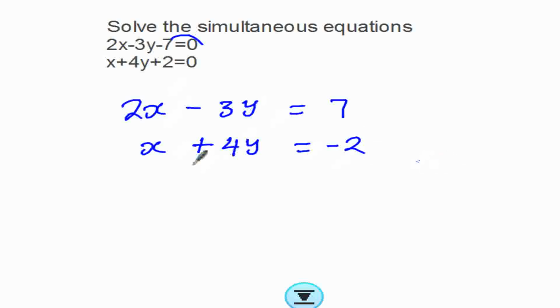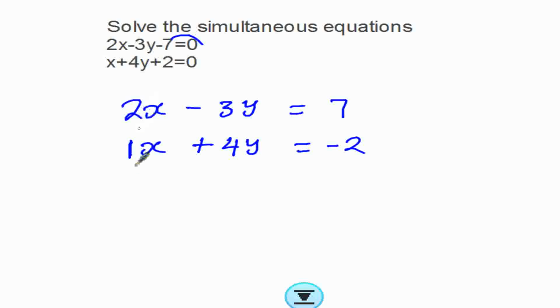Now we're going to use elimination method. For elimination method, you first identify the letter you want to eliminate. In this case, we can eliminate x. When we decide to eliminate x, the next part will be making sure that the letter you're going to eliminate has the same coefficient. Coefficient is the term attached to that letter. So in this case, the coefficient of x is 2, and here the coefficient of x is 1.